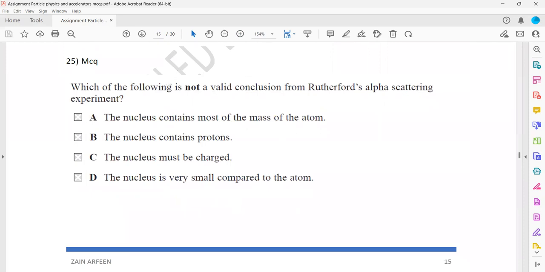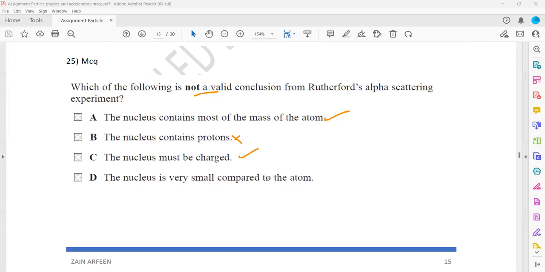In question 25, which of the following is not a valid conclusion from the Rutherford alpha scattering experiment? The nucleus contains most of the mass of an atom. That's true. The nucleus contains protons? Even though the nucleus contains protons, the valid conclusion from the Rutherford experiment is just that the nucleus contains charged particles, but it's not about the proton. Or the nucleus is charged, the nucleus must be charged.